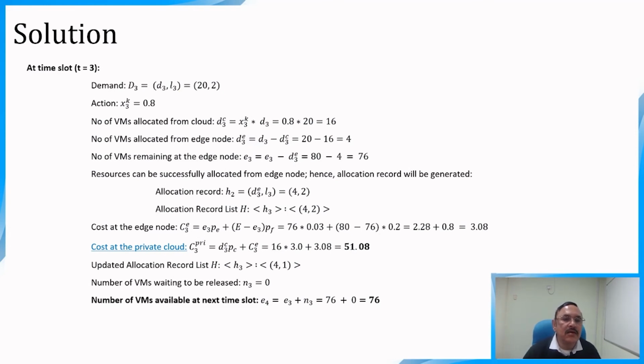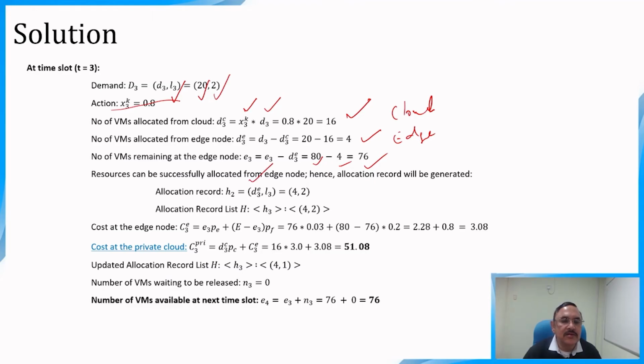At time slot T3, the demand will be D3, that is 20 for 2 duration, and the action is x3. For x3, k is equal to 0.8. So, the number of virtual machines allocated from the cloud is x3 multiplied by the demand, that is 0.8 multiplied by 20, that is 16 will be met from the cloud. The remaining is 20 minus 16, that is 4 will be from the edge. So, the number of virtual machines remaining at the edge will be 80 minus 4, that is 76.